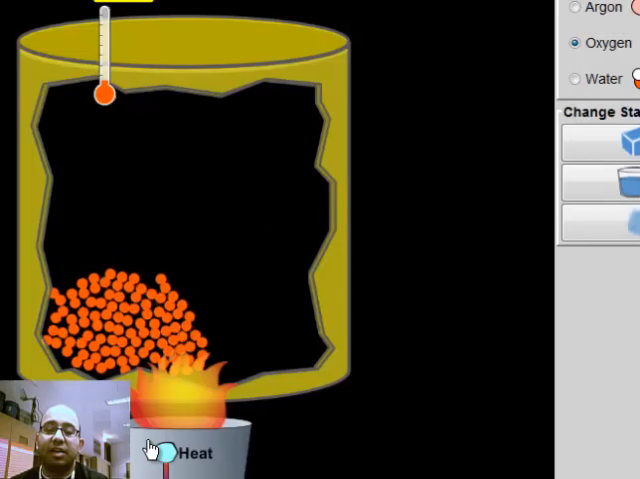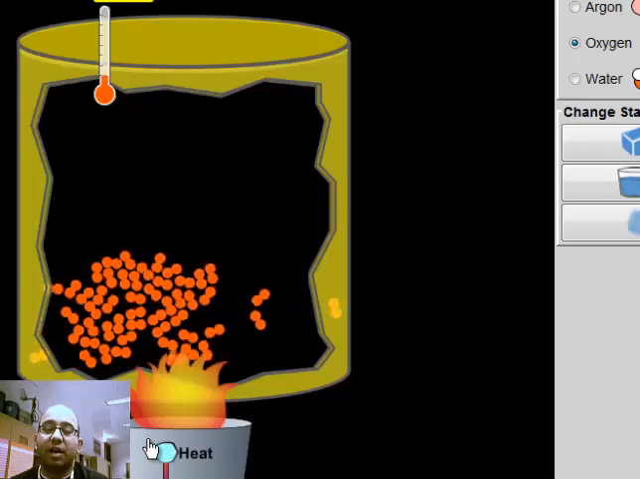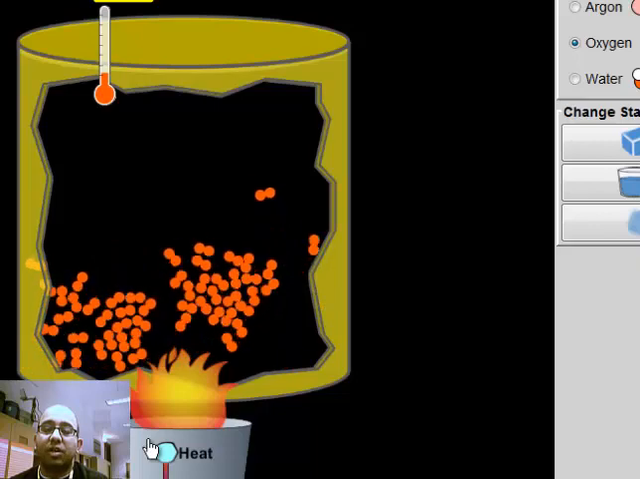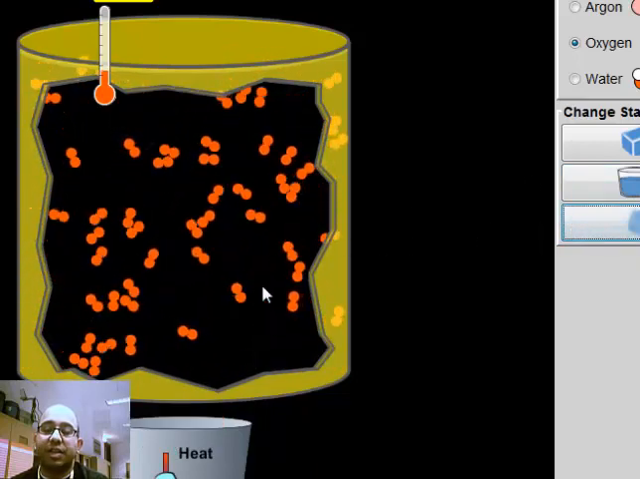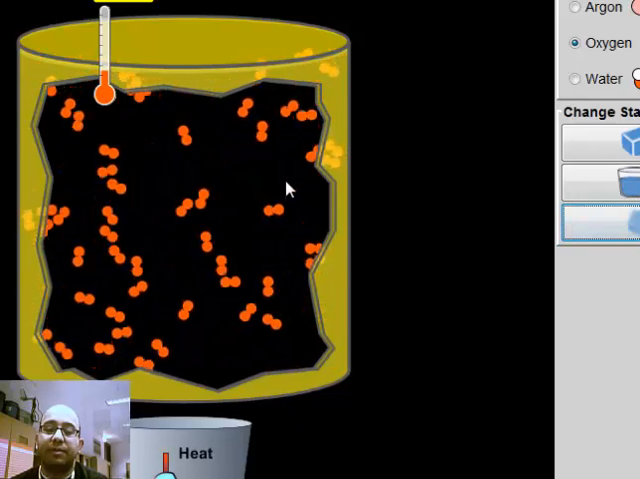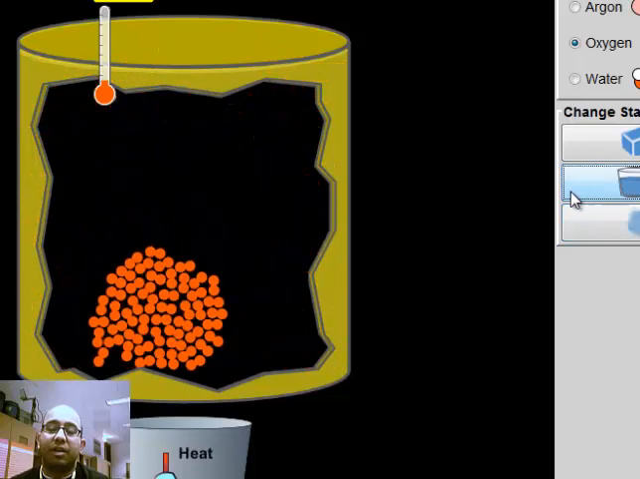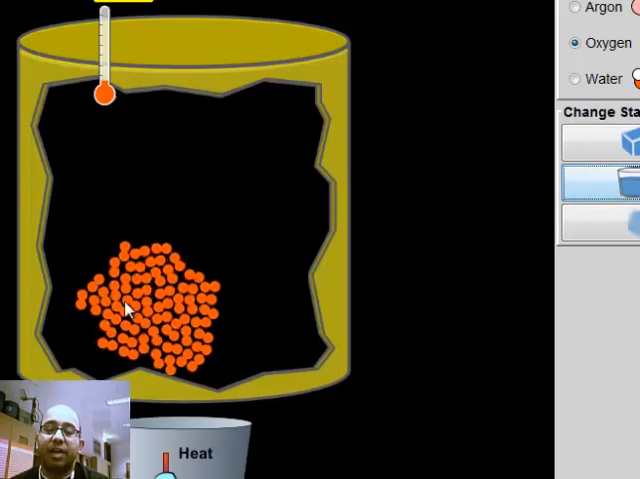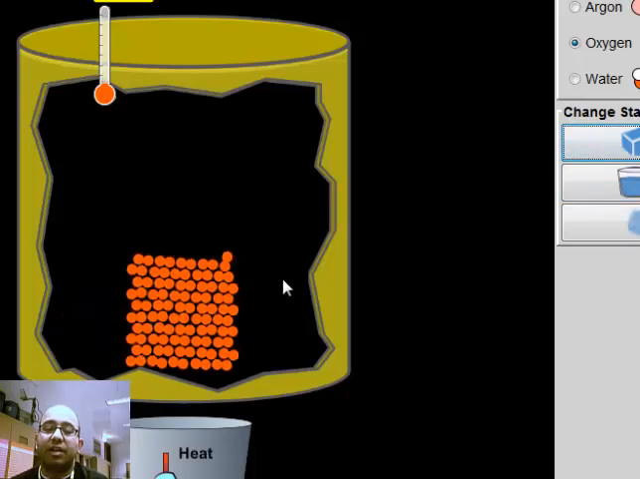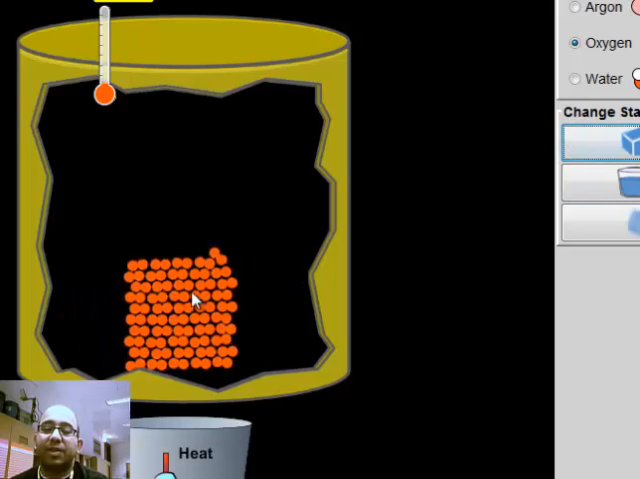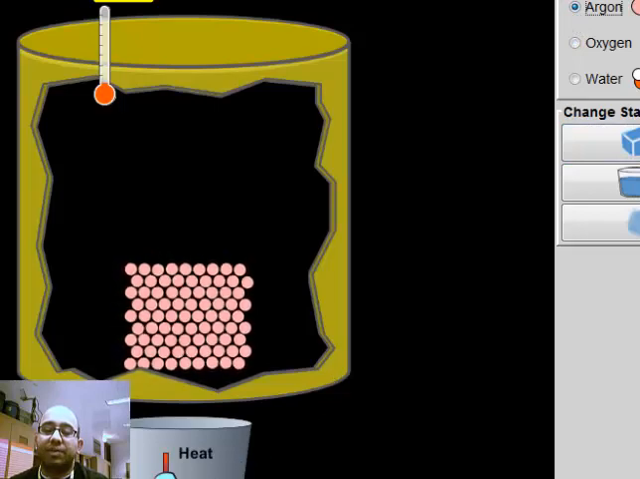So if we take a look at this animation that I have here, these are oxygen molecules, and if I were to heat the oxygen molecules, you can notice that they're moving faster, and they're also moving further apart. So if we click the gas button, we notice that the molecules are furthest apart and they're moving the fastest. In a liquid, the molecules are pretty close together and they're moving at a moderate pace. And for a solid, the molecules are just vibrating, but they're pretty much staying in place and they're very close together.